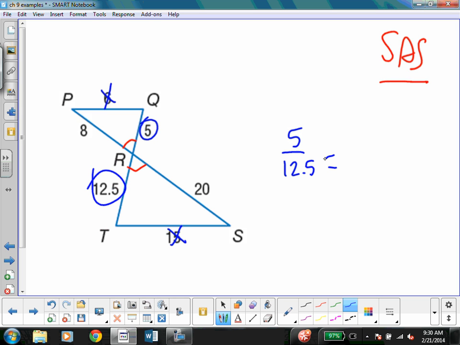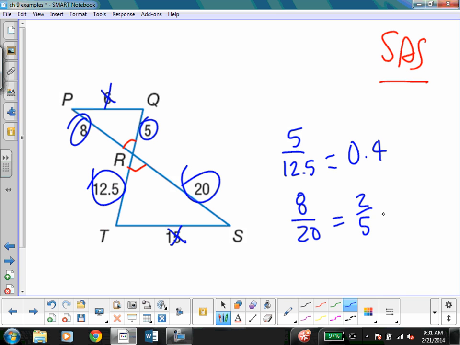Since 12.5 is a decimal, I think I will just convert this into a decimal. So 5 divided by 12.5 is 0.4. So if these two triangles are similar, then 8 over 20 should also be 0.4. 8 divided by 20 is 2 over 5, which does, in fact, give me the decimal 0.4. So these two triangles are similar because of side, angle, side.